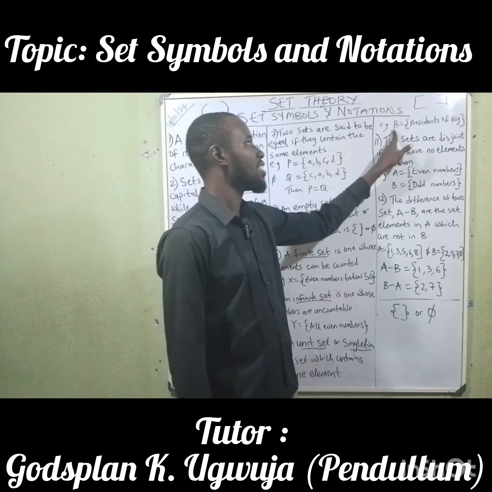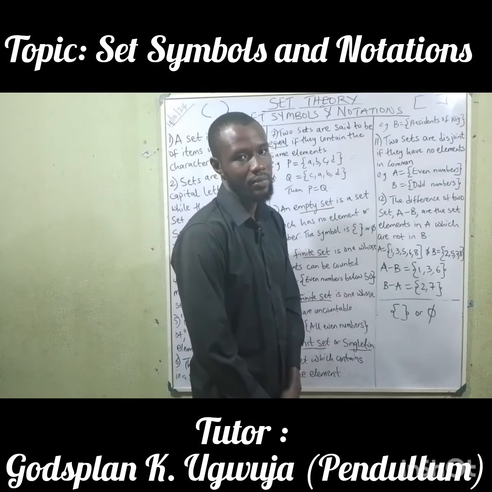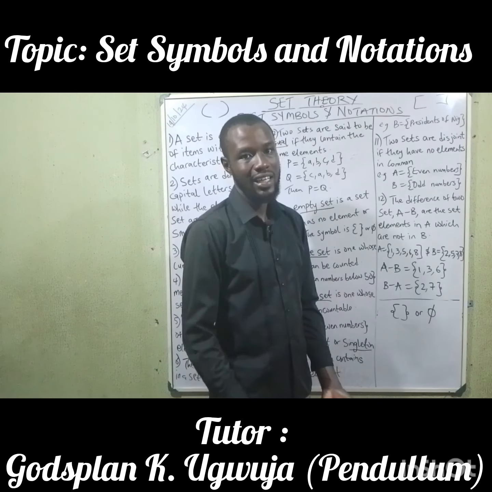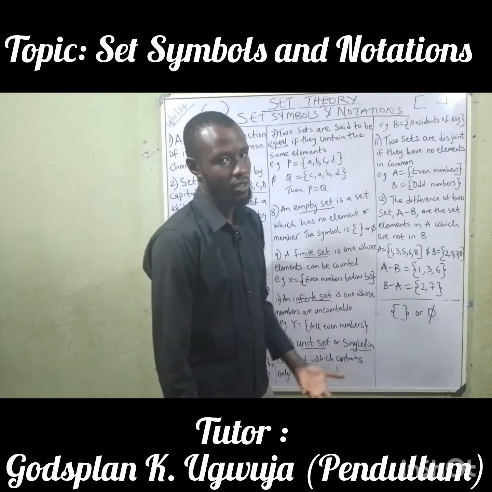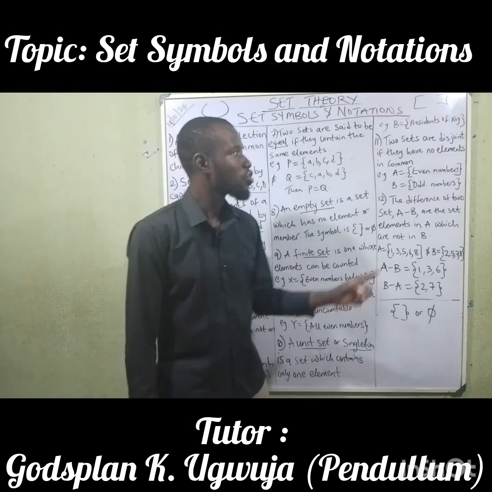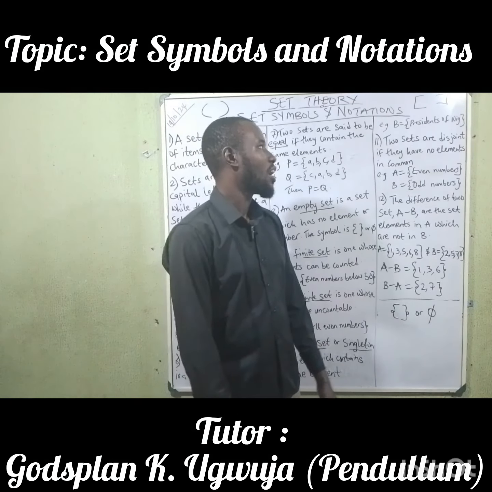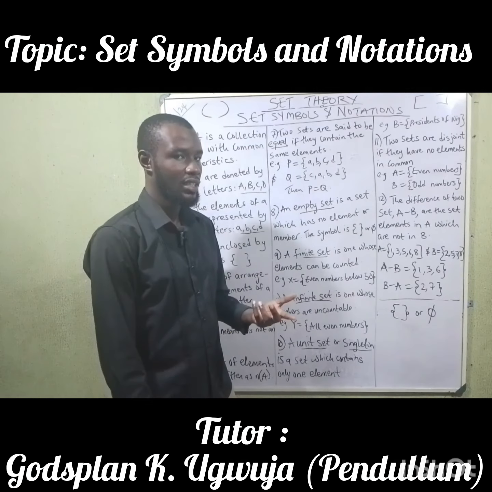For example, B is a set of the current presidents of Nigeria. Obviously, Nigeria can only have one president at a time. So B is a unit set or a singleton because it has just one president at a time. Alright? So that's a unit set, just one element in it.